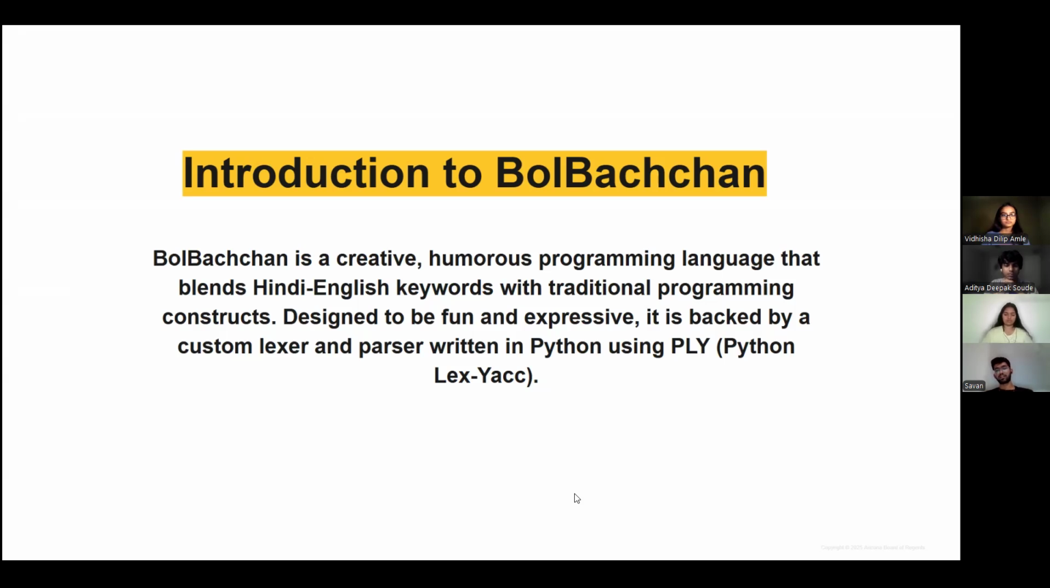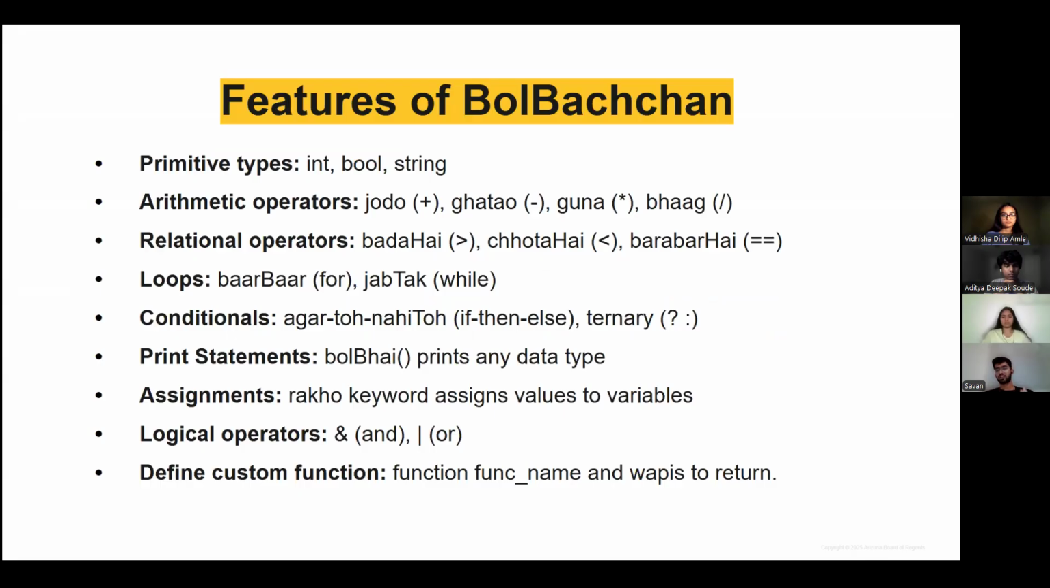And moving on, I will now tell you about the features of BolBachchan. We have included three primitive data types: int, bool, and string. And we have added arithmetic operators and relational operators, such as addition. Addition is represented as jodo, subtraction is represented as hatao, and so on. We have also included loops, conditions, print statements, assignments, logical operators, and we have also added a custom function feature.